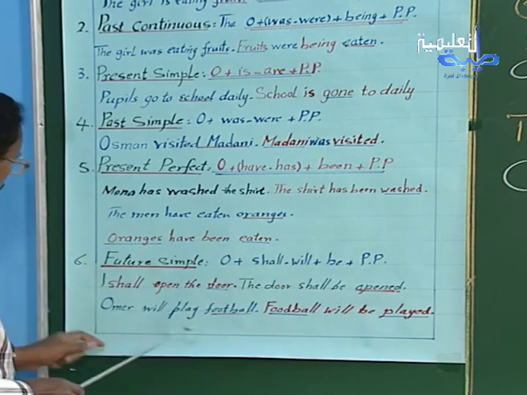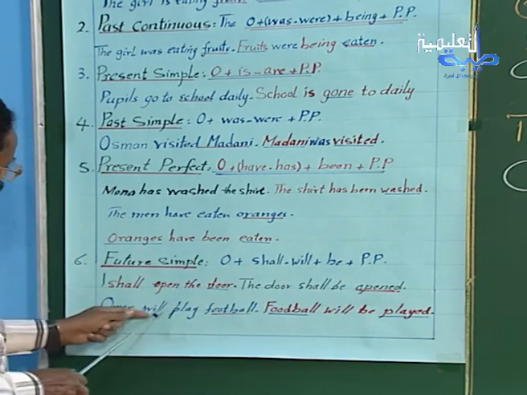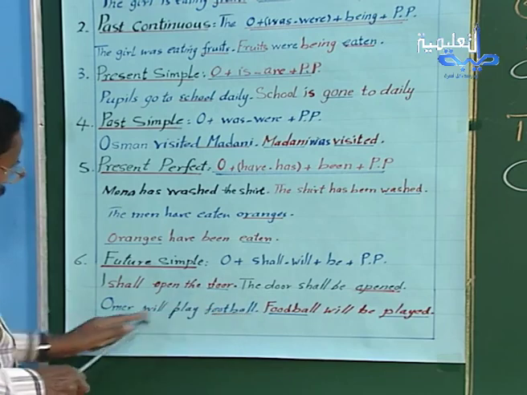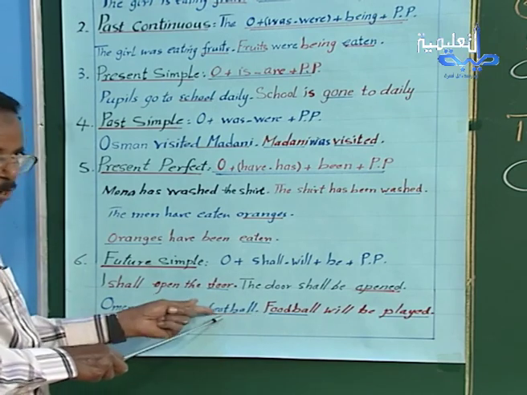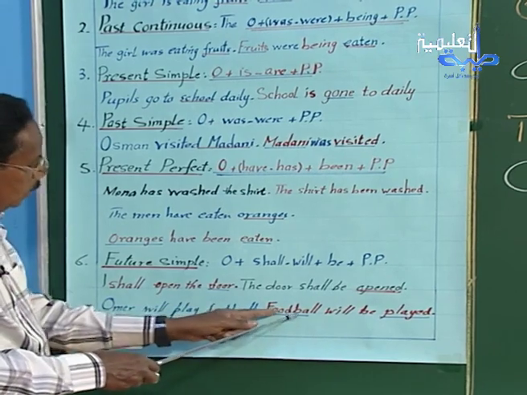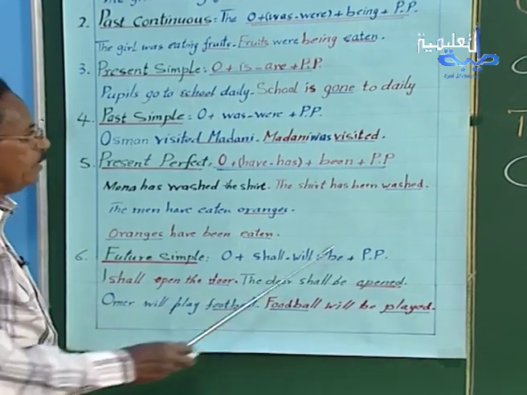Okay? Umar will play football. Football is the object. So we started with the object: football will be played.